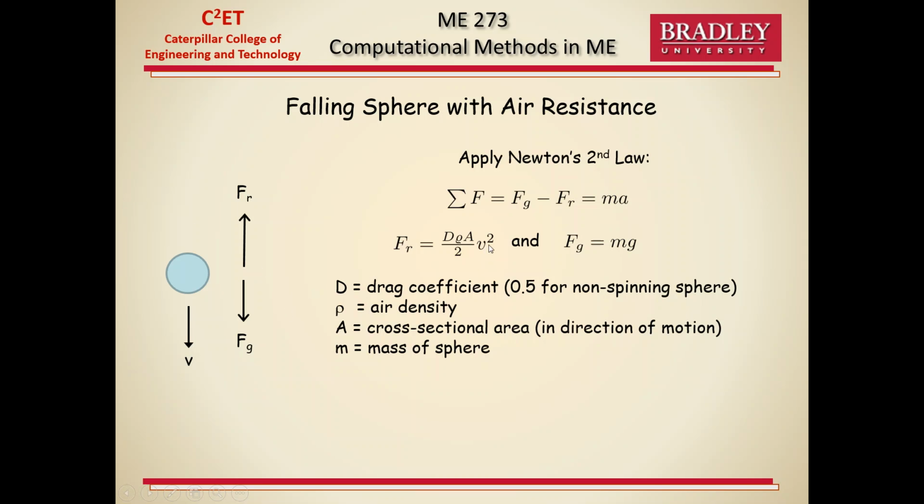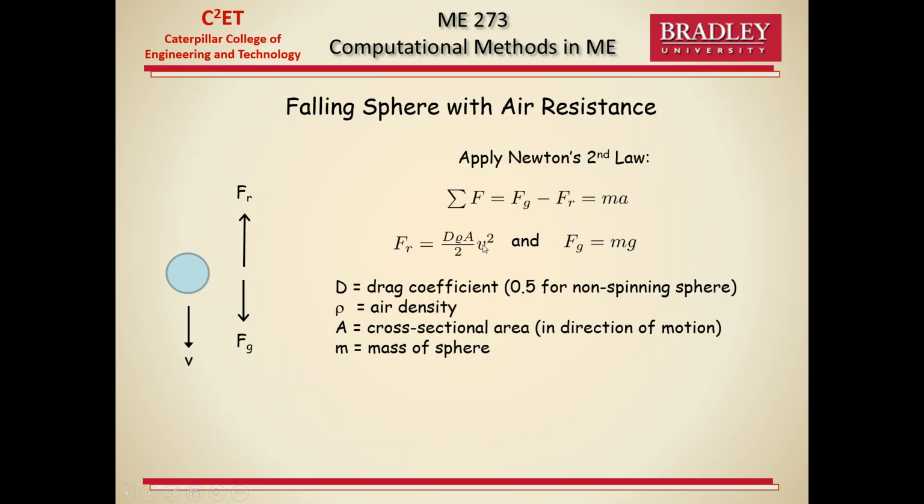That also makes sense, that the drag should be proportional to A, simply because the bigger the object, the more area presented in the direction it's traveling, the more stuff it's going to bump into, the more fluid will push against it. And finally, m is the mass of the sphere. So those are all the parameters involved.